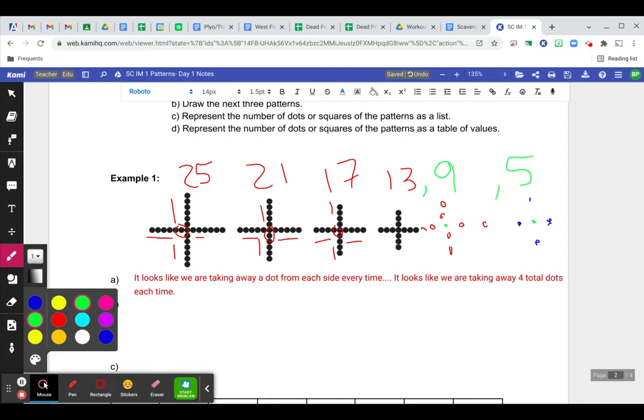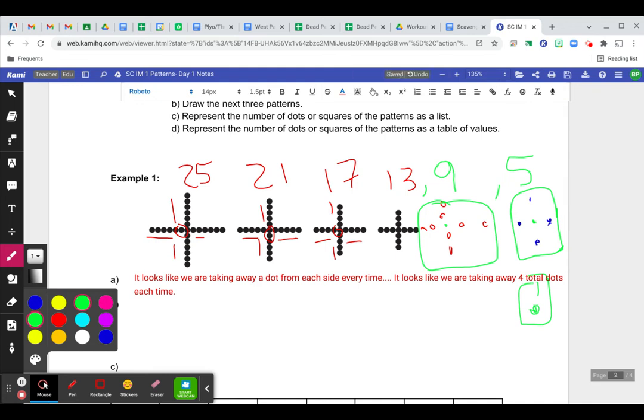And then lastly, you can imagine if we take away each of those blue dots, then we're just left with that one single green dot in the middle, and that would just be 1. Okay, so if we are to draw the next 3 patterns, it's a little bit messy, but you can see here is the pattern for 9, here is the pattern for 5, and here would be the pattern for 1. Okay, so that takes care of B.